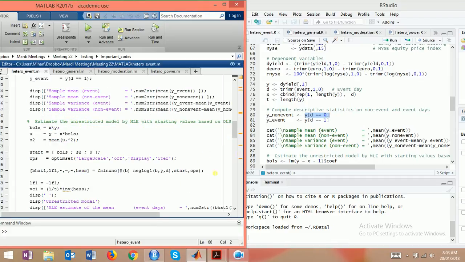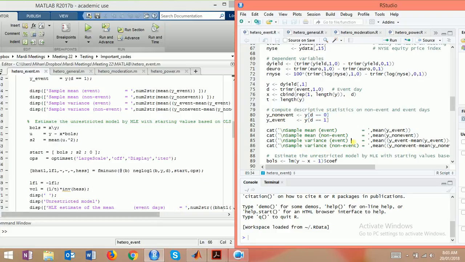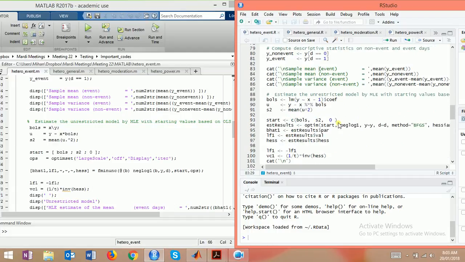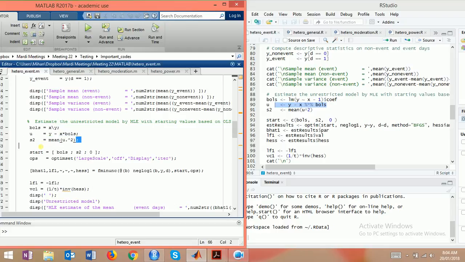Unrestricted model must be estimated with MLE. Starting values based on OLS. So first, y is regressed on x, lm of y on x minus 1, coefficient. Then u is y minus x beta hat, and the mean square. So these are initial values. Based on these, let's do the maximum likelihood estimation.